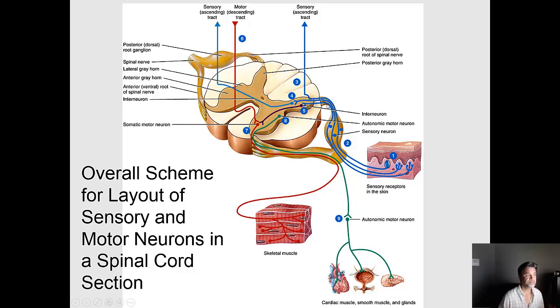Motor information will come down into this anterior gray horn and be transmitted at the ventral root via a spinal nerve, and that will go to the skeletal muscle for actions. Don't worry about the green line yet, not a problem. Worry about that in chapter 15 when you get to A and P2.